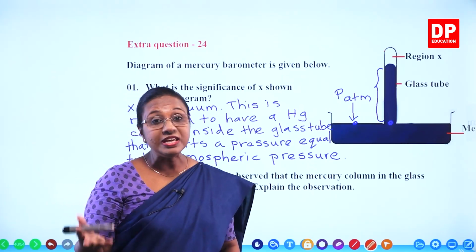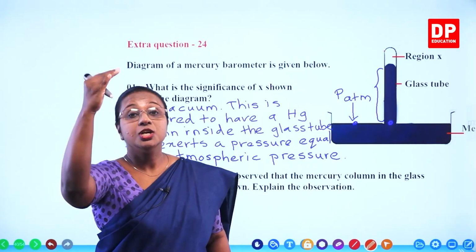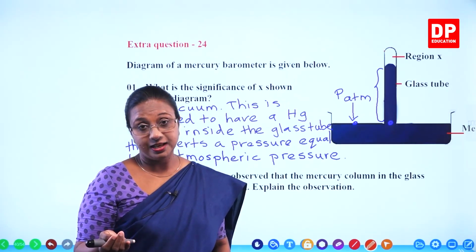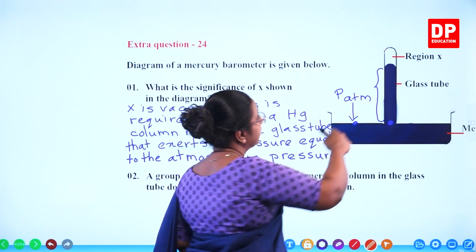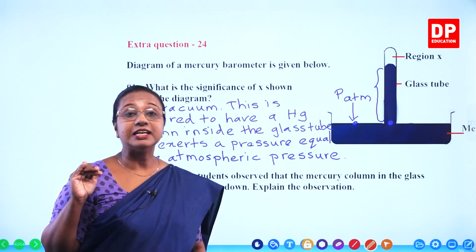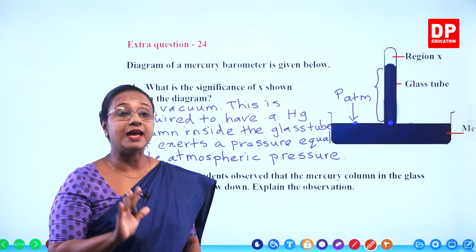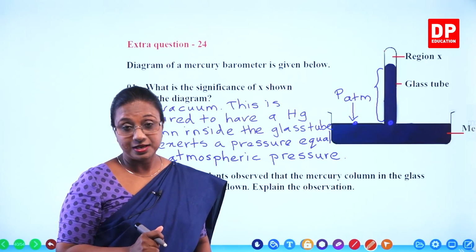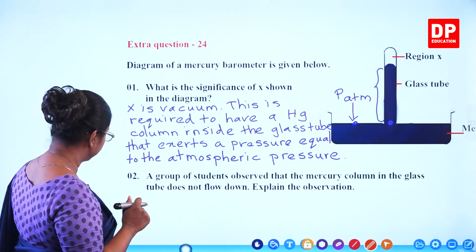But how do we measure the atmospheric pressure? Using the height. So we will get a wrong reading. So we have to make sure that this region is vacuum so that you get the correct height of the mercury column that corresponds to the atmospheric pressure. You have to remember that, students.